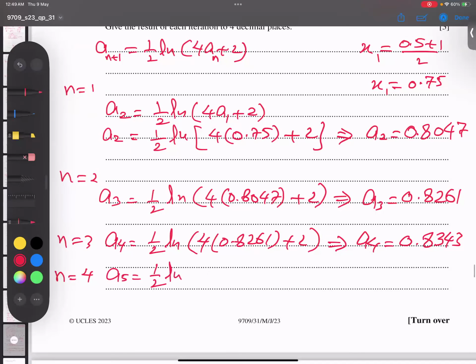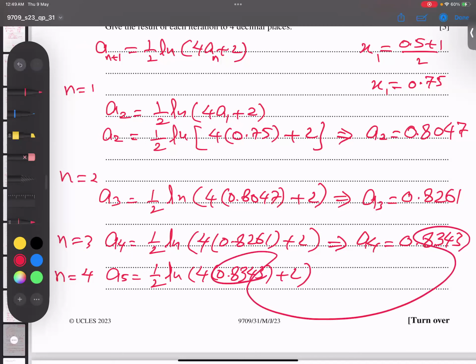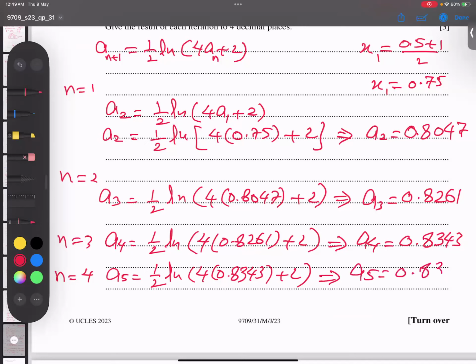Half logarithm for 0.8343 plus 2. This I plug in here. And I get A5, what? 0.8373. See, it started repeating now. But it is not finalized. We have to check it because the third digit is a 7. It can add and it can change the answer. So I will go for 5.